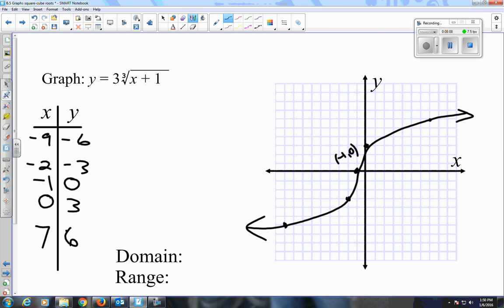And there's my cube root. So it's stretched out this way and shifted to the left one. Now, domain and range, that didn't change, right? That's still all real numbers. That's what we're going to do for today. Now, that's the cube roots. We haven't done the square roots yet.